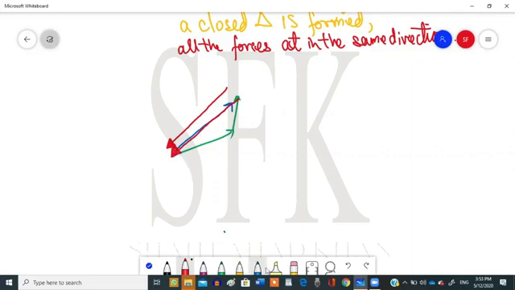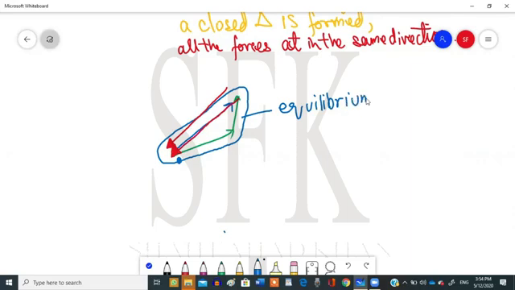Now, if I were to trace the path, I would go in the same direction. I can go up from here, okay? And now from here, I can go down because the arrow is pointing there. And I can reach back at the point from where I started. So whenever you get a triangle in which the arrows are pointing in the same direction, that triangle is for a body in equilibrium. Now, do you get it? Or should I repeat? Yes, sir, I got it. All right, cool.